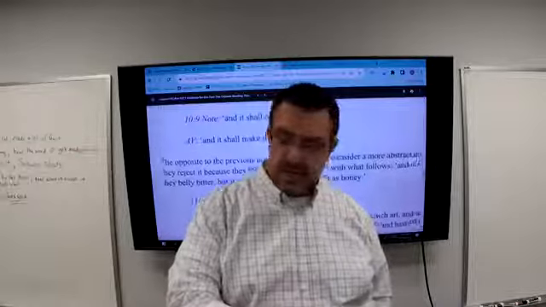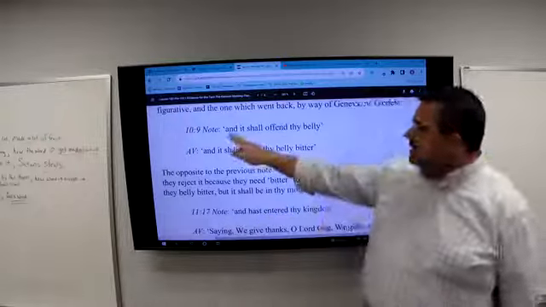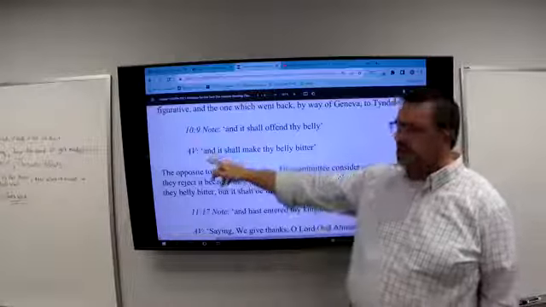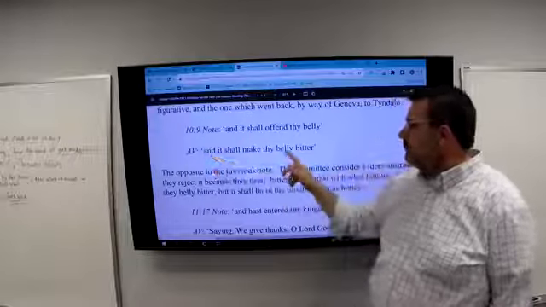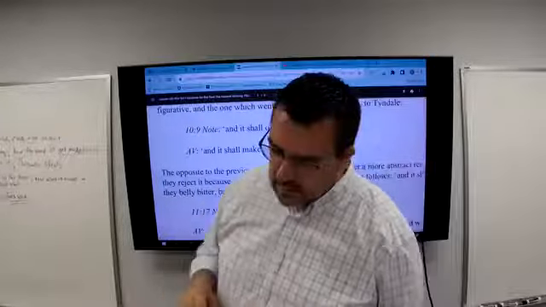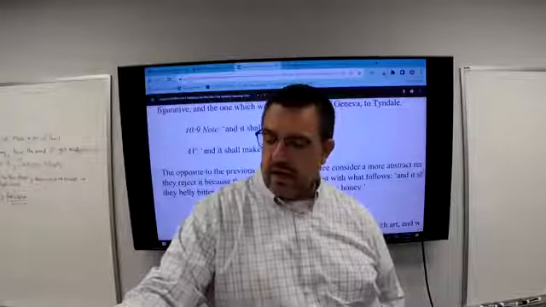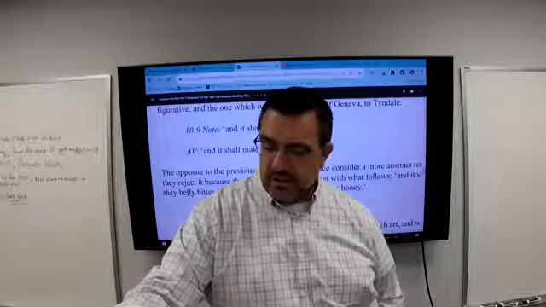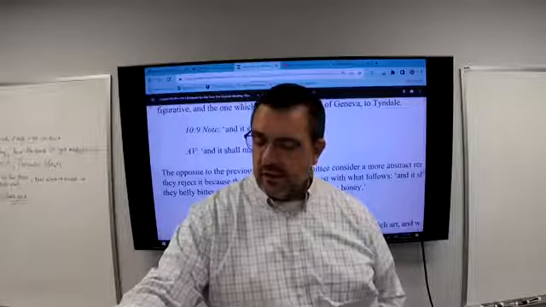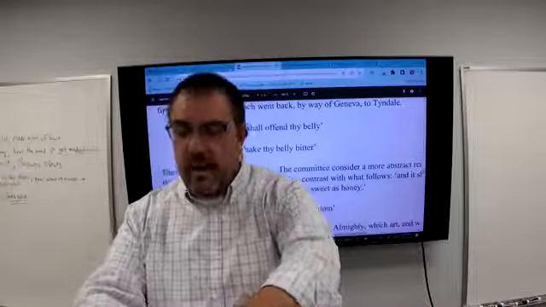Okay, let's look at Revelation 10:9. The note of Bois says, "And it shall offend thy belly," versus, what's the AV reading? "And it shall make thy belly bitter." The opposite of the previous note. The committee considered a more abstract rendering, but they rejected it because they need bitter to contrast with what follows, and to make thy belly bitter, but it shall be in thy mouth sweet as honey.